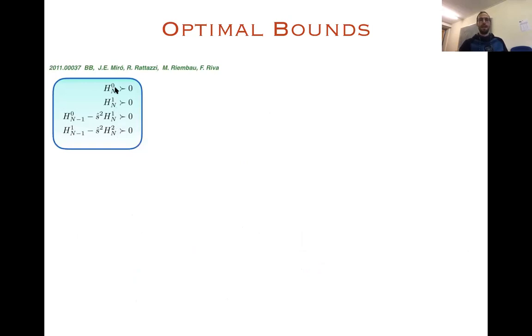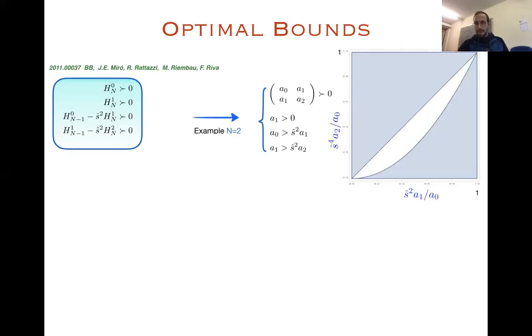Okay, if you fix the order n that you want, calculate a bunch of determinants, and you get the optimal bounds. Let's see how you do that in a specific example. For n equals 2, you get this determinant. So a0 is positive, a1 is positive, a0 is larger than a1 in units of the cutoff, a1 is larger than a2 in units of the cutoff, but also this determinant is positive. And these constraints are precisely this shape that I was drawing in the neutron star example.